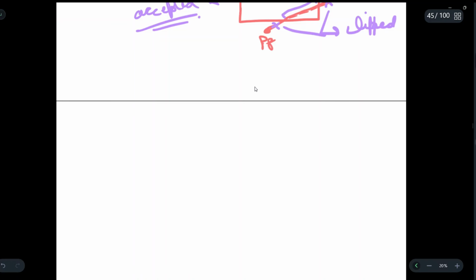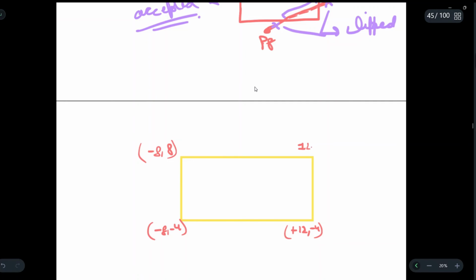Now let us take any polygon. Let us say this is the polygon, and we have been given coordinates as -8, 8, and this is -8, -4. This is +12, -4, and this is +12, 8. So these are the coordinates which are given to us. Remember that this is x-min, this is y-min, this is x-max, and this is y-max. So now let us draw our boundary lines. That is, these are the lines.